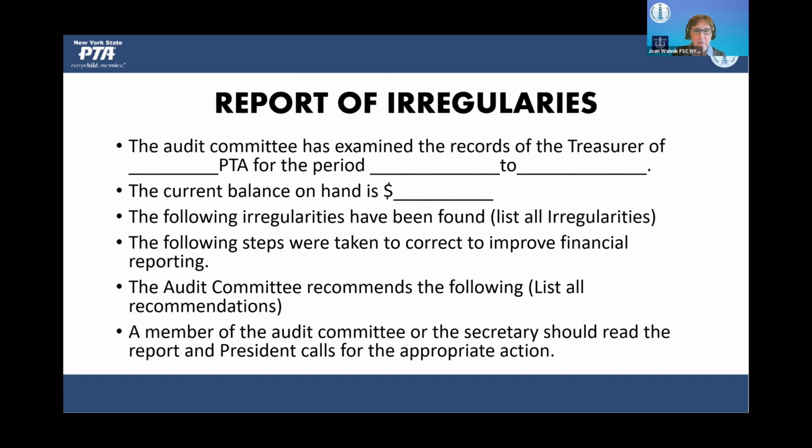If during the audit you find there are many irregularities, this kind of statement can be issued. The audit committee has examined the records of the treasurer of ABC PTA, listing the period that it was looked at. The current balance on hand is the following. Irregularities have been found, and list all the irregularities. If you see, again, checks bouncing, bills not being paid, deposits from events not being listed.